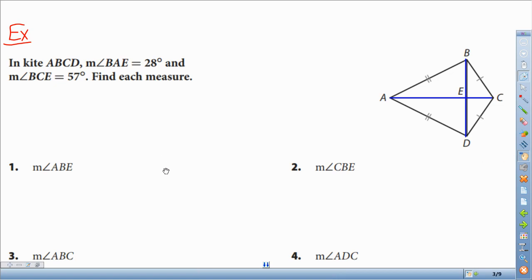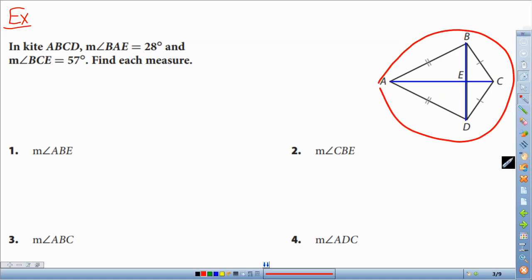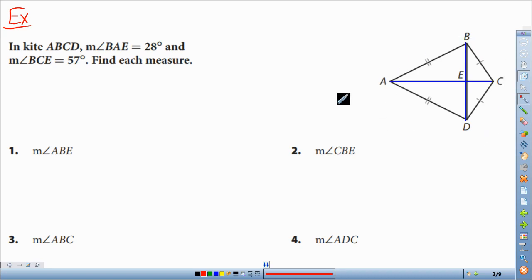Okay, so on this one, we have an example with 4 questions. Go ahead, take a minute, copy the directions, get the 4 questions, and we're going to do these together. All right, it says in kite ABCD, just by the way, they're naming the kite. If you remember, when you name something, you go around the figure, so they're going A, B, C, D.